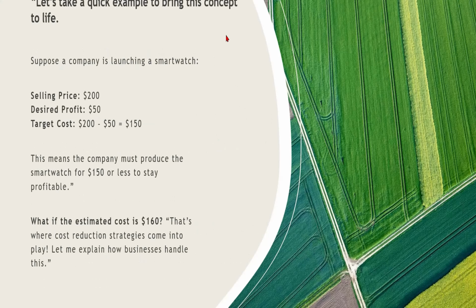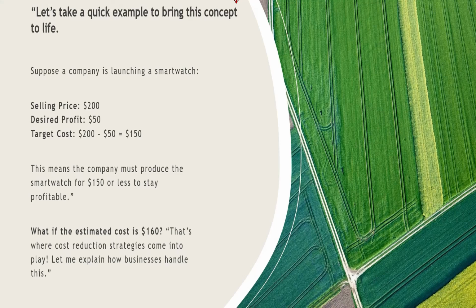So now let's take a quick example to bring this concept to life. Suppose a company is launching a smartwatch, and based on the market research we got to know the selling price is $200. The desired profit that our company or shareholder wants is 50. Accordingly, the target cost will be 200 minus 50, which gives 150. This means the company must produce the smartwatch for 150 or less to stay profitable.